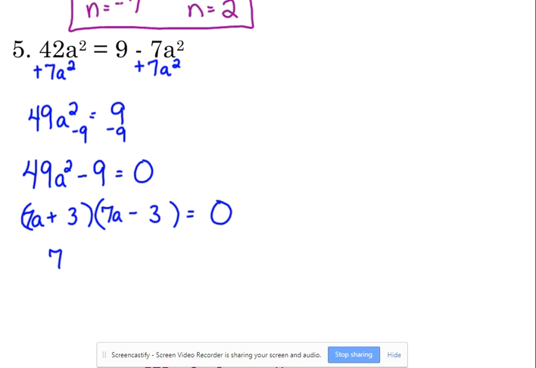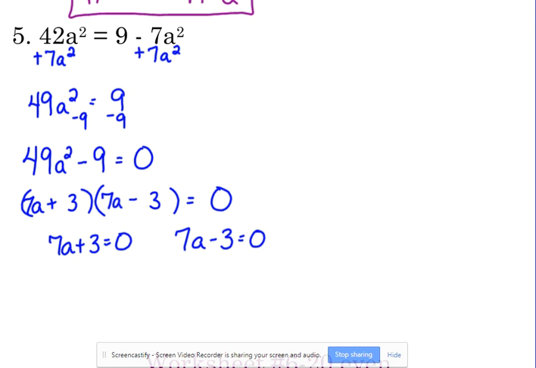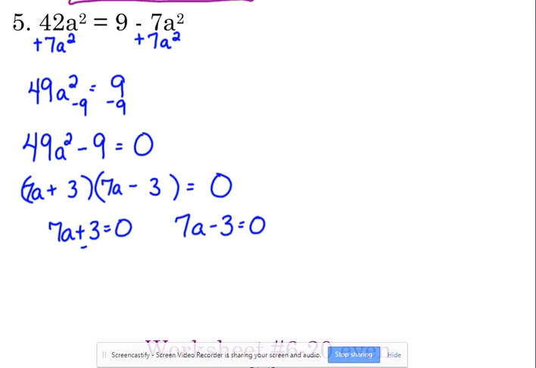Okay, so 7a plus 3 is equal to 0. We haven't dealt with one this complicated yet. This is a 2-step linear equation. It's not really that complicated, but it does take an extra step. We subtract the 3 first, so 7a is equal to negative 3. Then we divide by 7. So a is equal to negative 3 over 7.